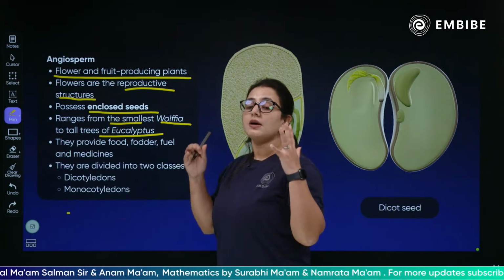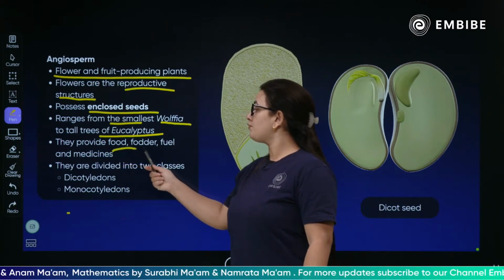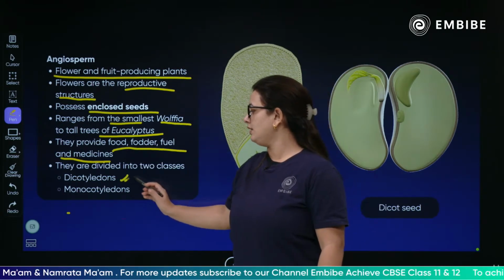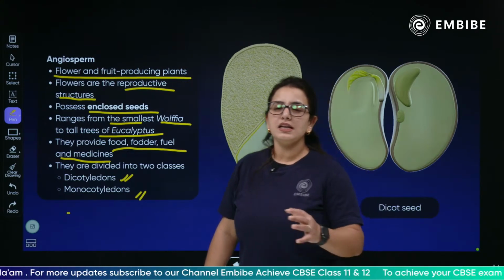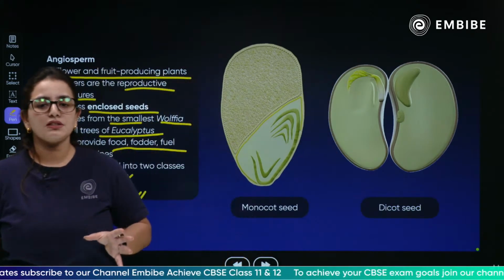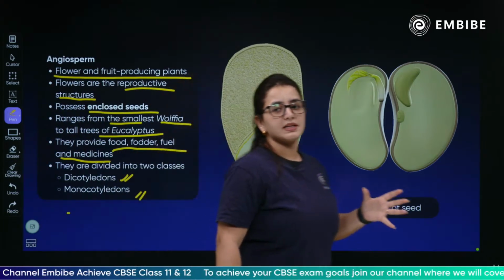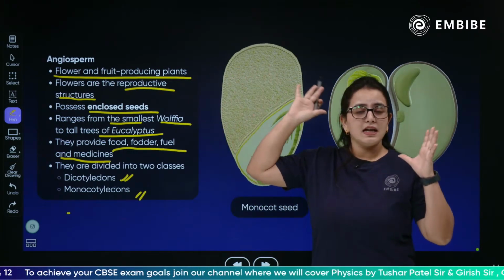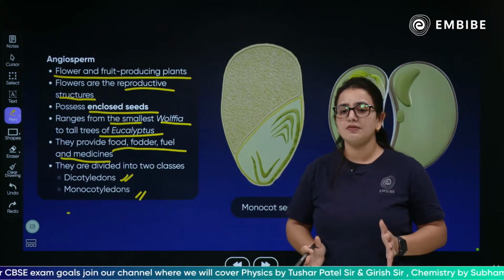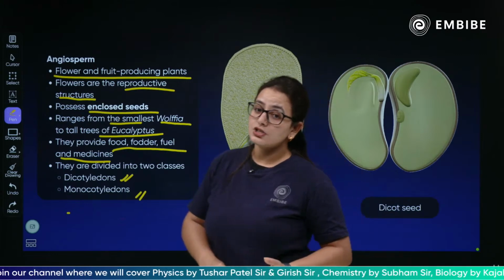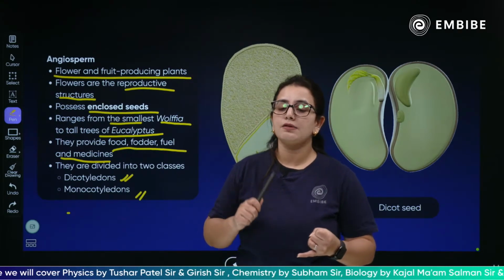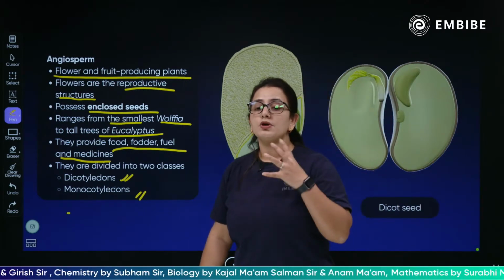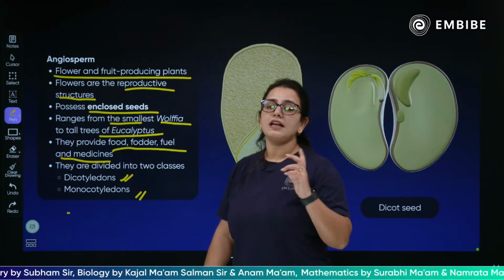Yes, children, the Angiosperm family also provides food, fodder, fuel and medicines, and they are typically divided into dicot as well as monocot. So these are a few interesting features of the Angiosperms. These are the features which make them unique and different from other groups like Gymnosperms, Bryophytes, Algae, and Pteridophytes. Yes, the Angiosperms are absolutely advanced. They have reproductive structures, enclosed seeds, are used for medicines, food, fodder, fuel, and are fruit producing and flower producing plants, further divided into dicot and monocot.